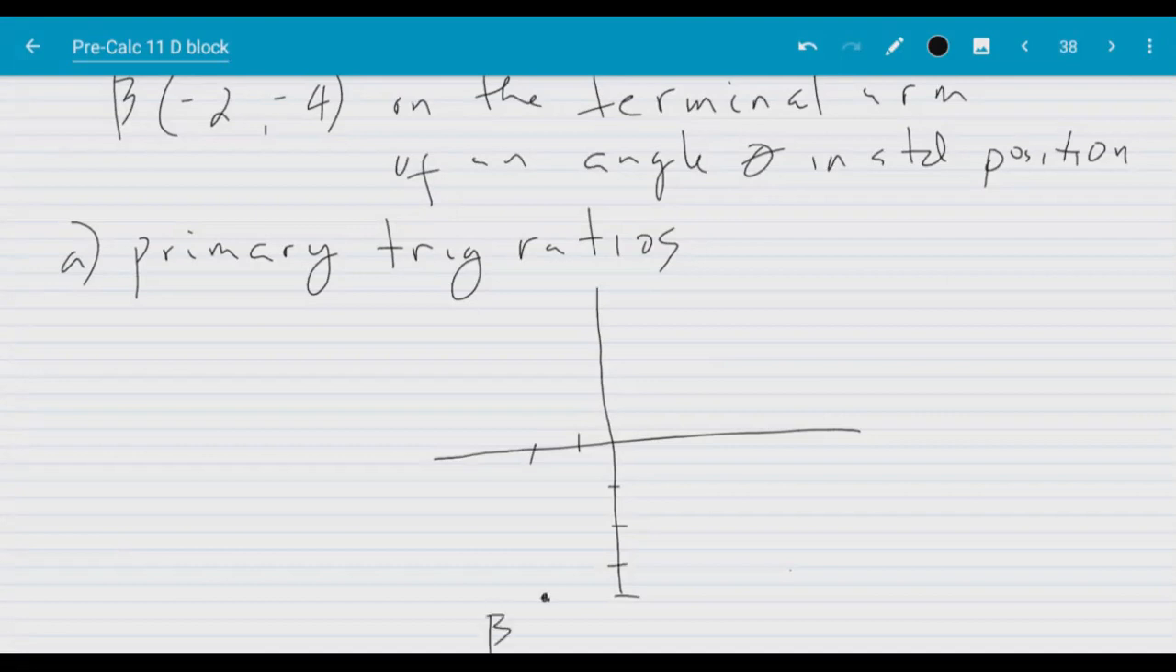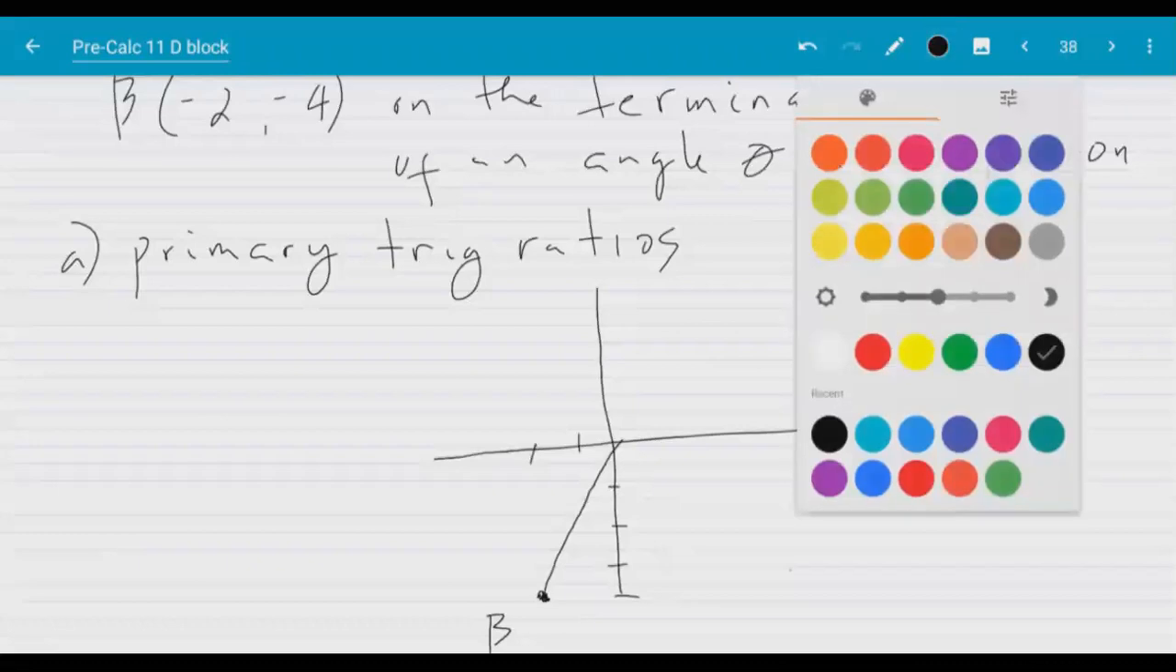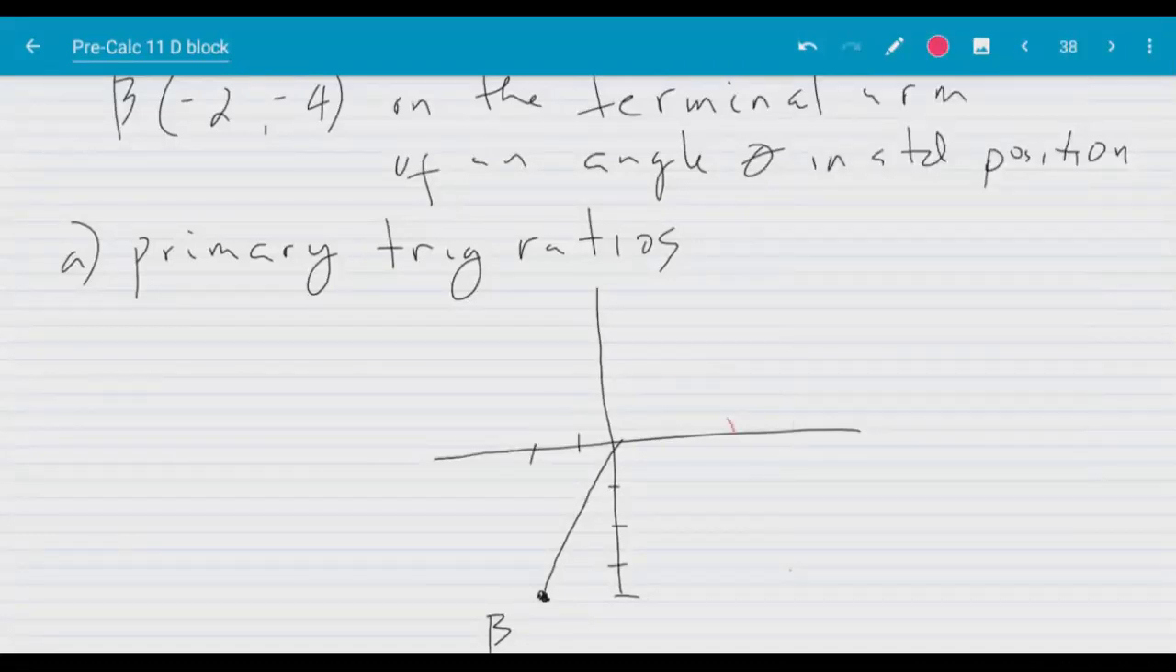Now, guys, this is how you make use of the reference angle. We are going to find the primary trig ratios of theta. Mind you, theta is an angle in standard position. So let's create this line segment here. Theta begins here and goes this way. What is that angle? I don't know, but an easier way to figure out the trig ratios is to use the trig ratios of the reference angle.